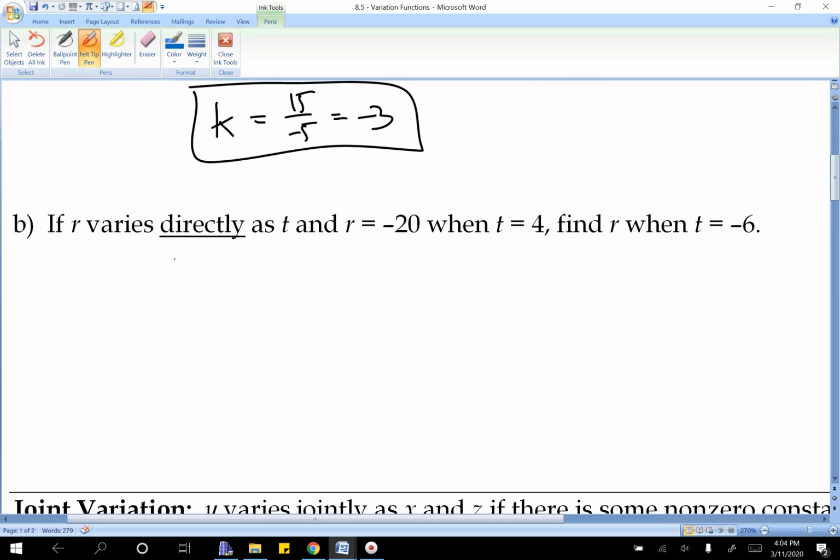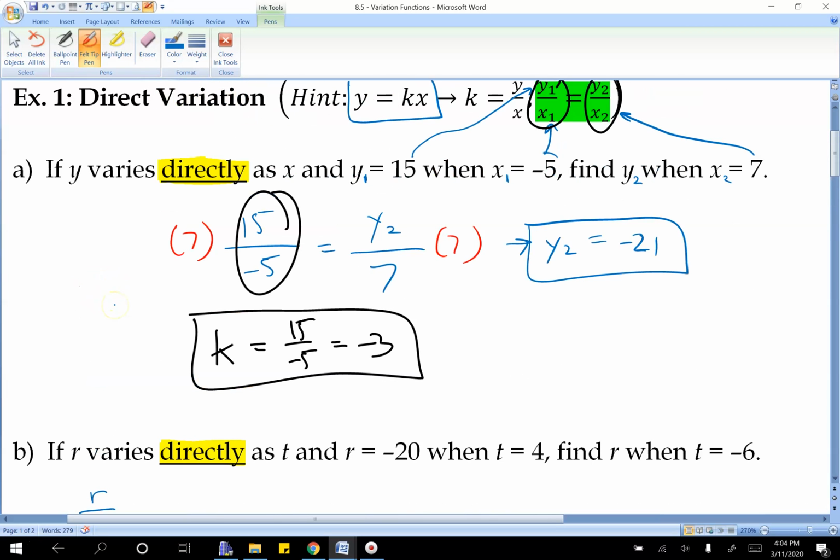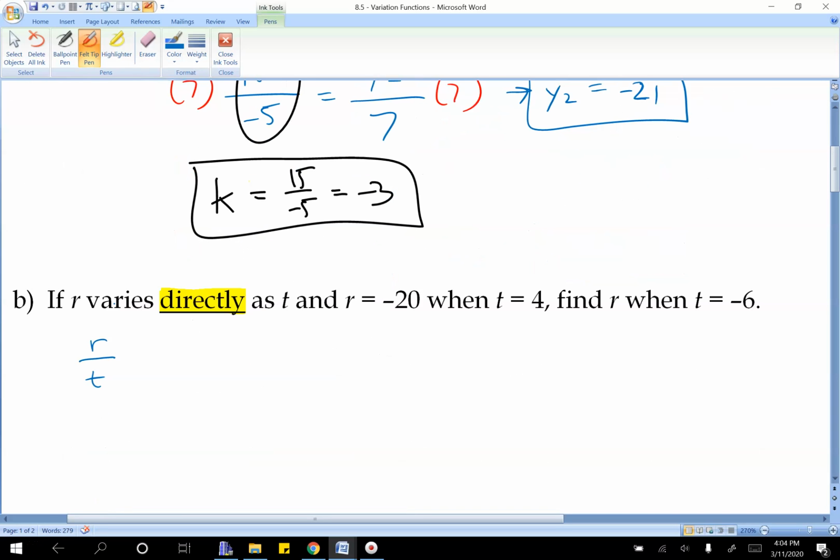Okay, so by now you should have paused it and finished it. So it says r varies directly as t. So you can go r over t if you want. Kind of similar to what we have up top, right? It says y varies directly as x. So if you want to, you can say r1 over t1 equals r2 over t2. You can say that if you want, right?